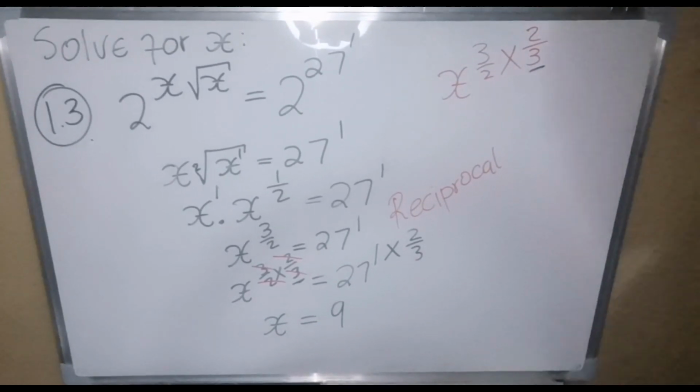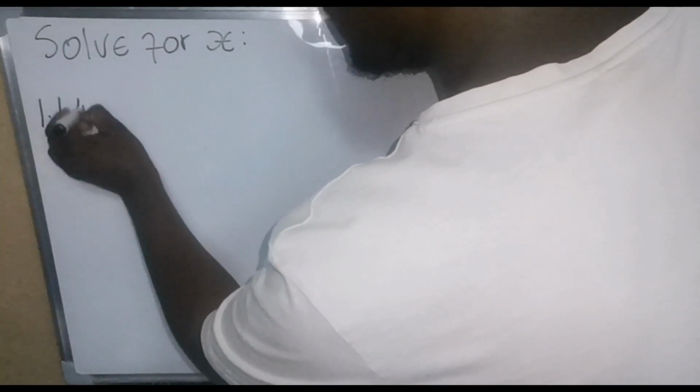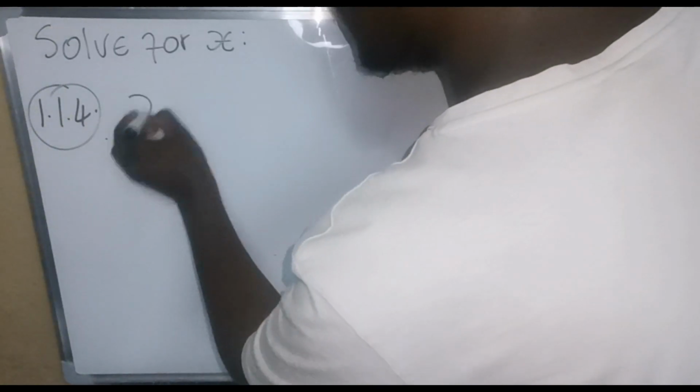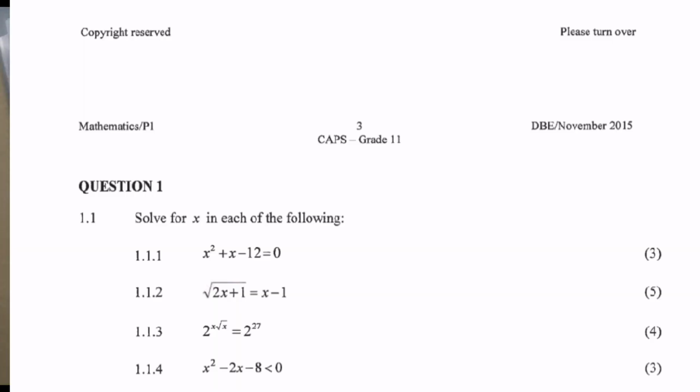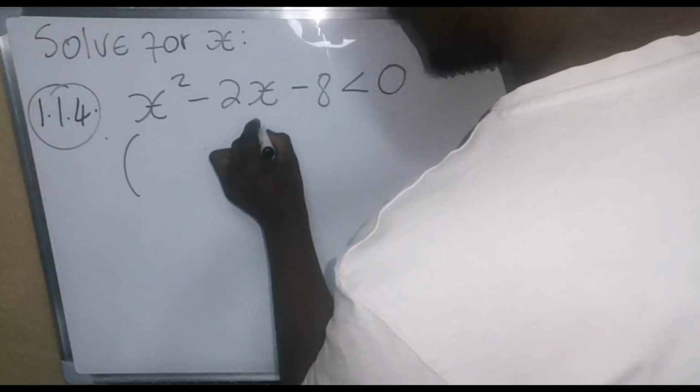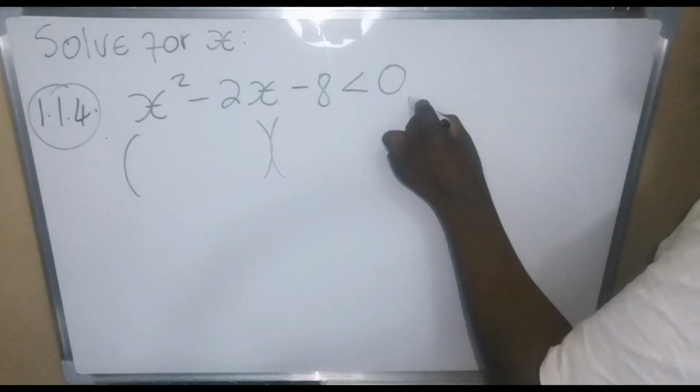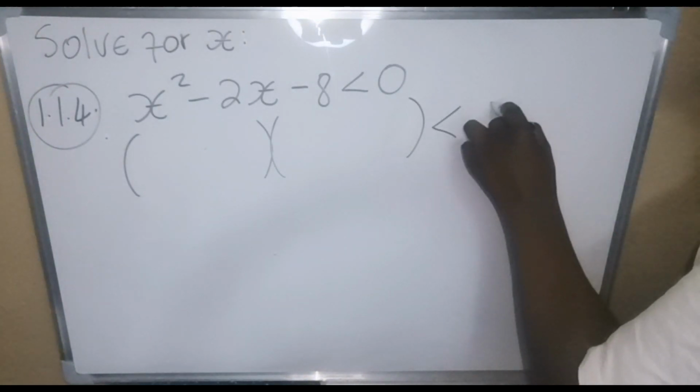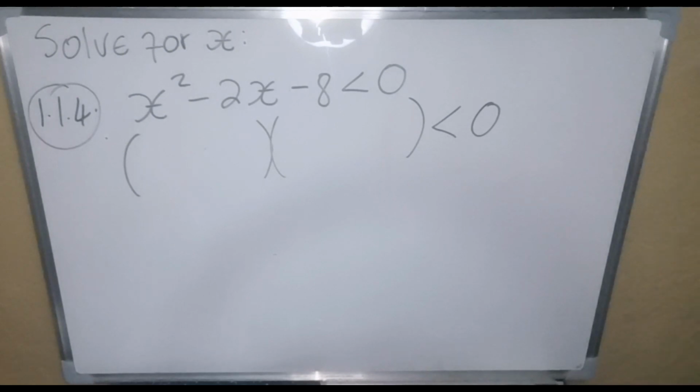Now guys, the last question, that's so important. 1.1.4. We've got x squared minus 2x minus 8, it is more than 0. Now, what's here? Critical values. You open two brackets here, or you can use the quadratic equation to find your answers. You can use the quadratic equation, but you can factorize.